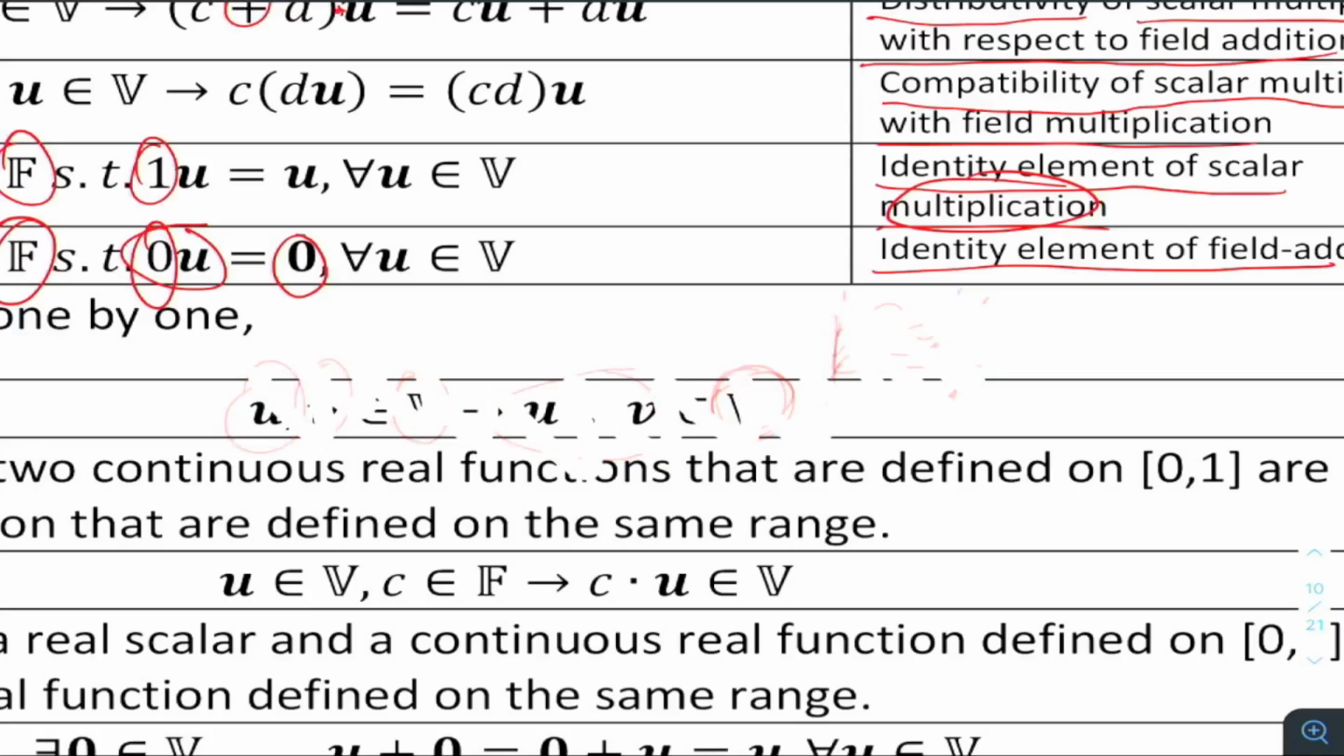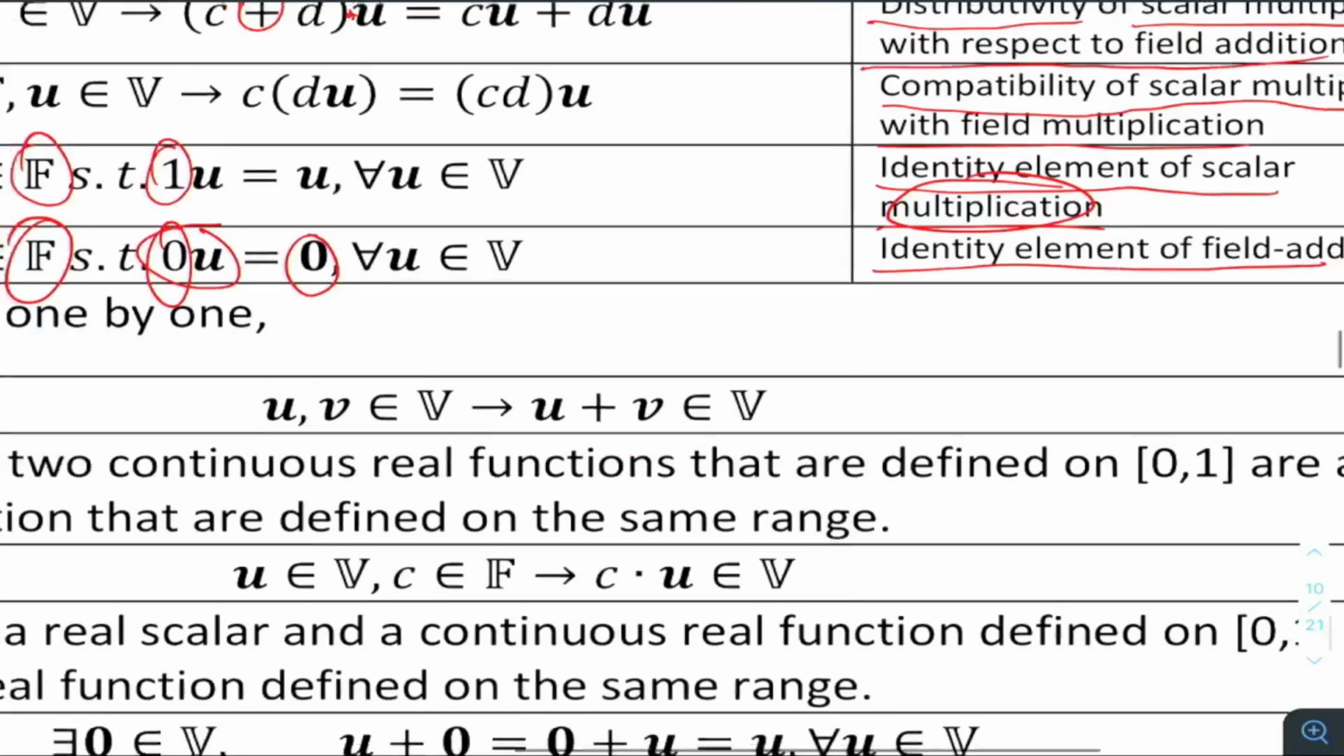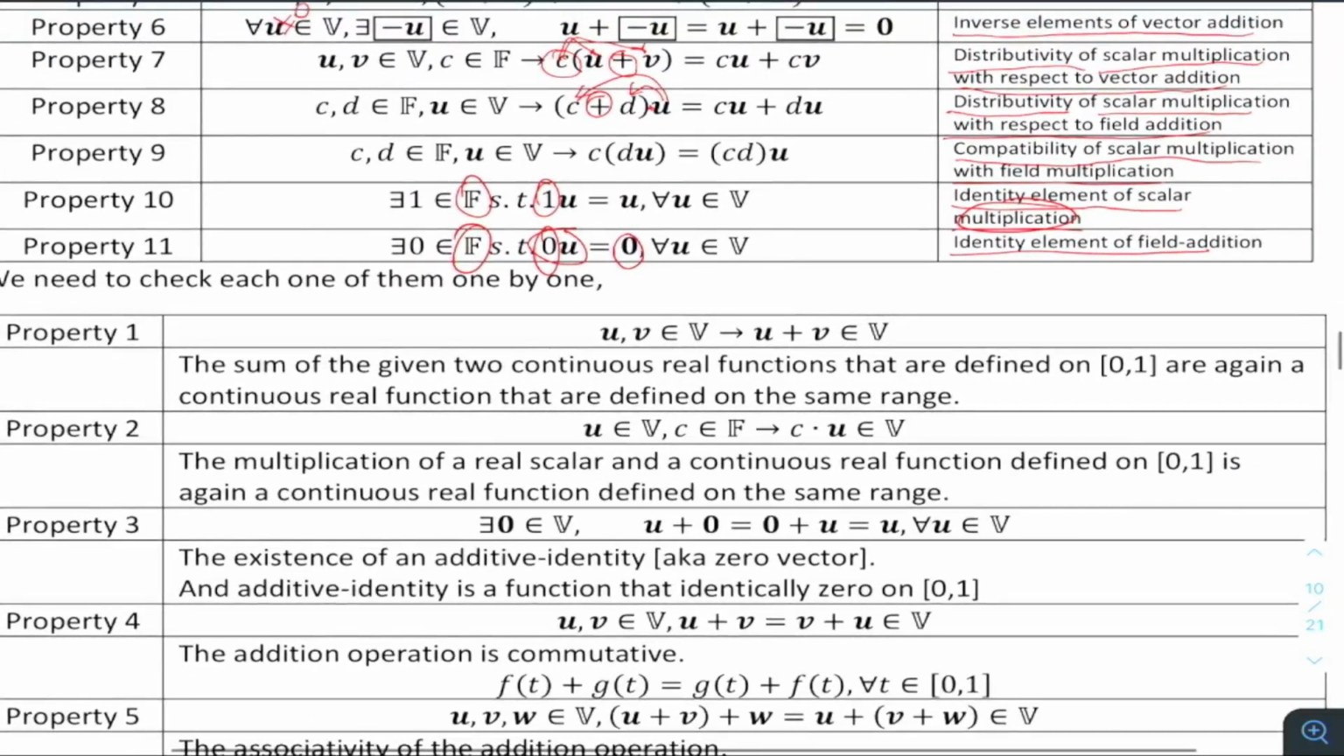And here, the second property, let me zoom out, is the closedness under scalar multiplication. Again, for a given function defined on that interval, 0, 1, if you scale it, you would get something like this or something like this, but you will still have something that is in that vector space, right? All right, let's move on to the third property. Okay.